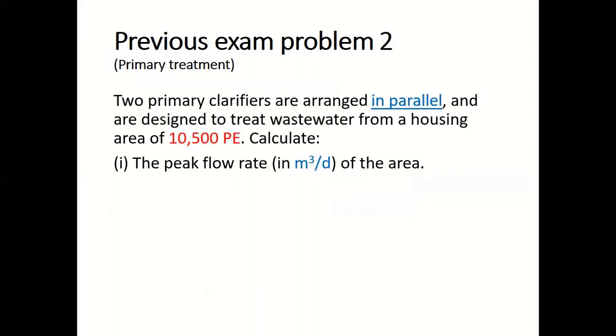Okay, previous exam, problem number 2, and also about primary treatment. We have two primary clarifiers. They are arranged in parallel, this time in parallel, not in series. Okay, and are designed to treat wastewater from a housing area of 10,500 PE. Notice that, again, it is giving to you the PE, not Q. Calculate first the peak flow rate in meter cubic per day of the area.